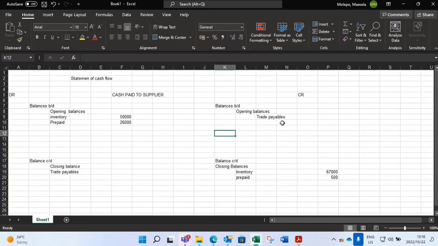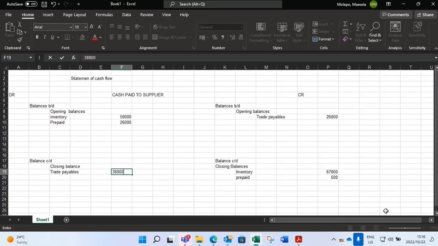Then we plug in the trade payables opening balance. The opening balance of the trade payables should be 26,000. Closing is 38,800. Then from there, we will start filling in what we think should go here, but was not included.